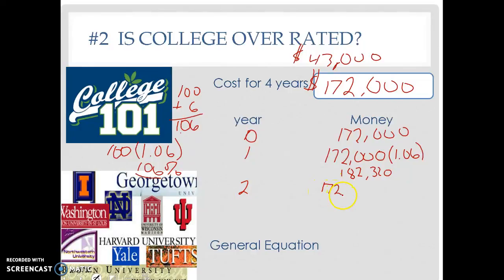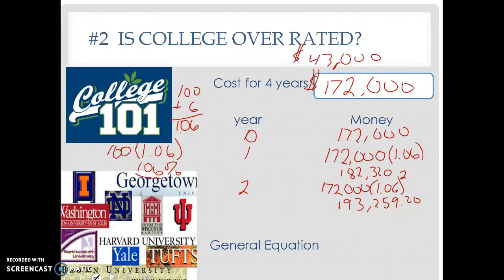If I wanted to figure out how much money I'd have after 2 years, I would take this $172,000 and I would multiply it times 1.06. But that would be for the first year. I'd have to multiply it by 1.06 again then to figure out how much money I'd have after 2 years, which means I would multiply it times 1.06 to the second power. And that is $193,259.20.